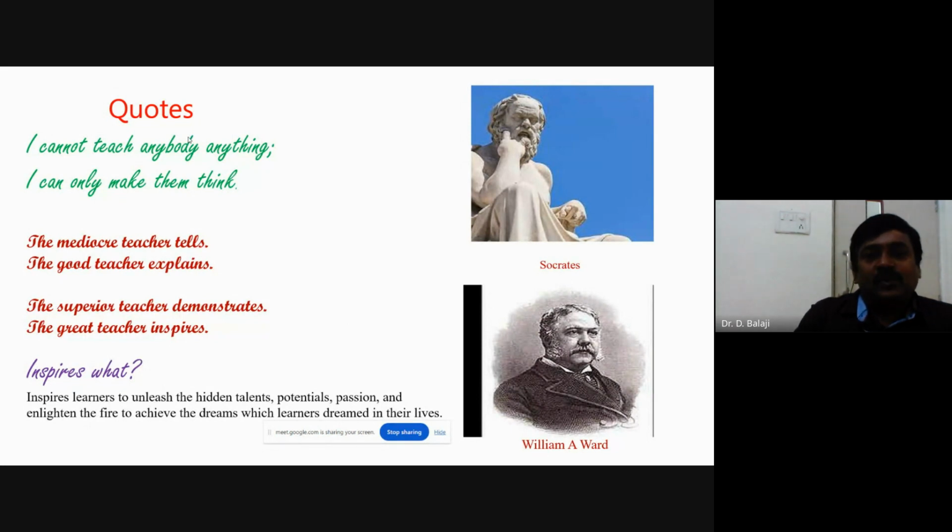If you give inputs to the students with regard to all the facilities, all the knowledge, all the values, skills, everything, then the students will start thinking. The students will talk. So what inspires the student?